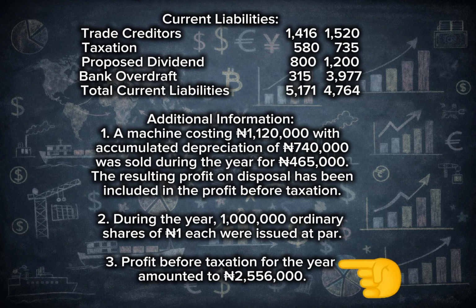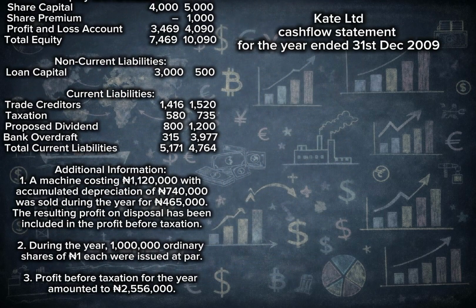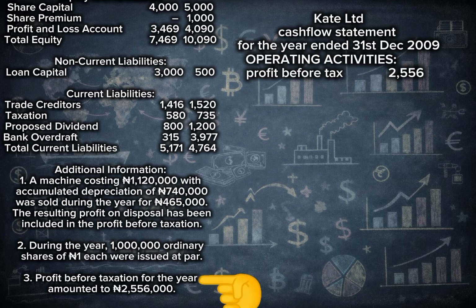The fact that this question gave us a profit before tax figure means that we'll be preparing the cash flow statement using the indirect method. And the first step is to adjust that accounting profit of 2,566,000 into a cash-based profit.